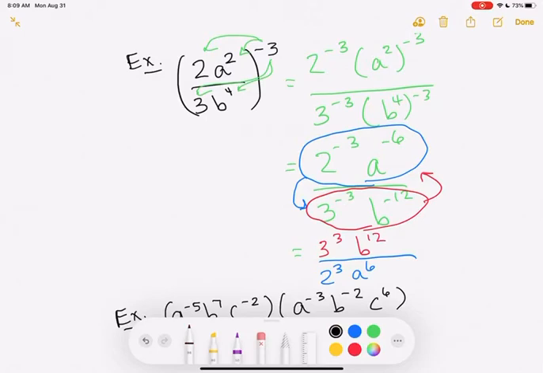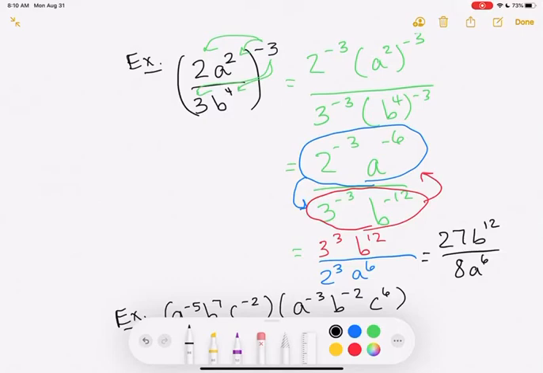And one final step is just to simplify that. 3 cubed is really 27, b to the 12th, over 2 cubed, which is 8, a to the 6th. All right, that one is done.